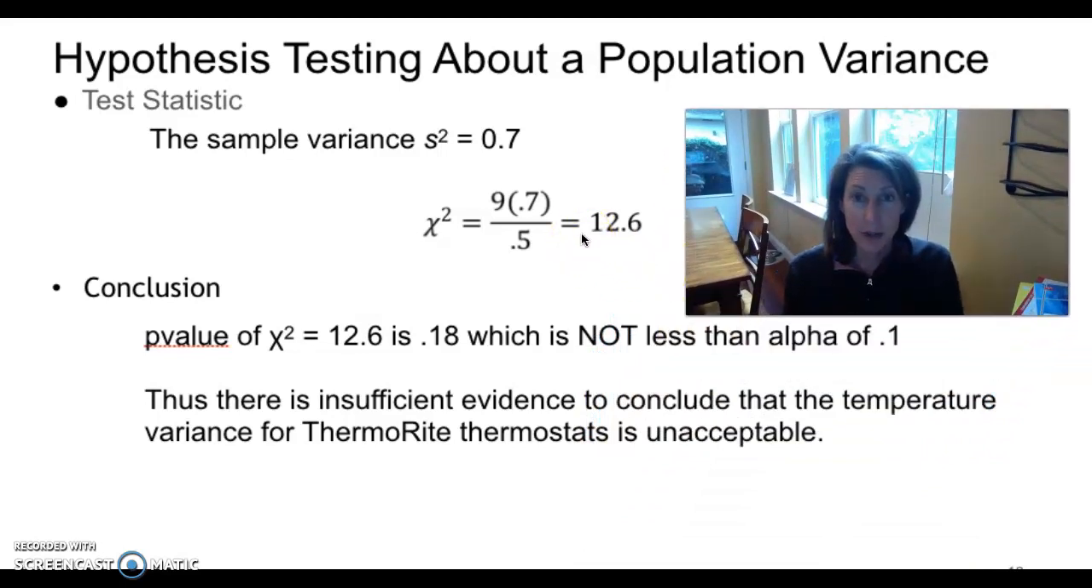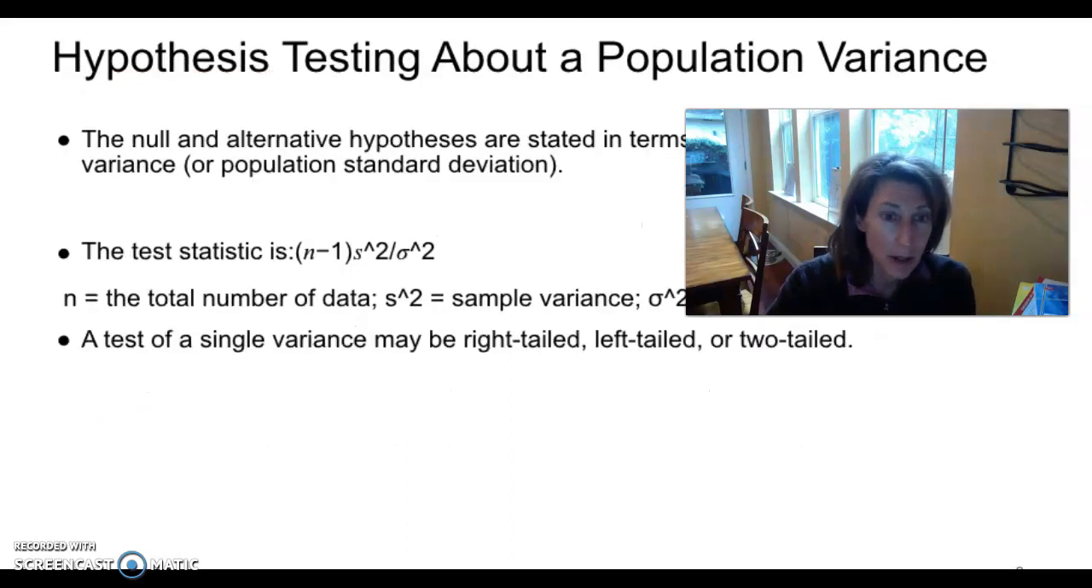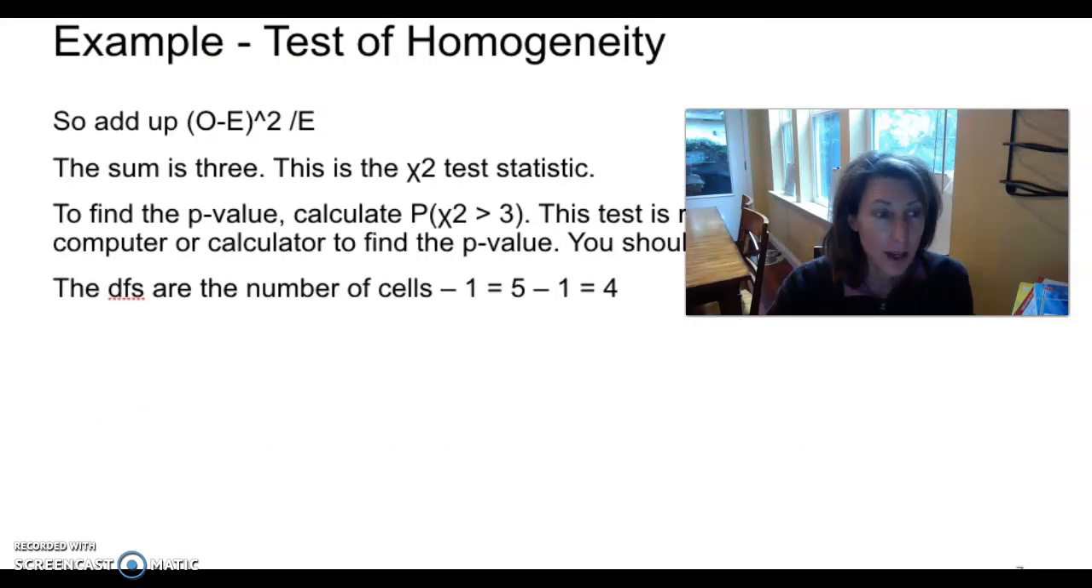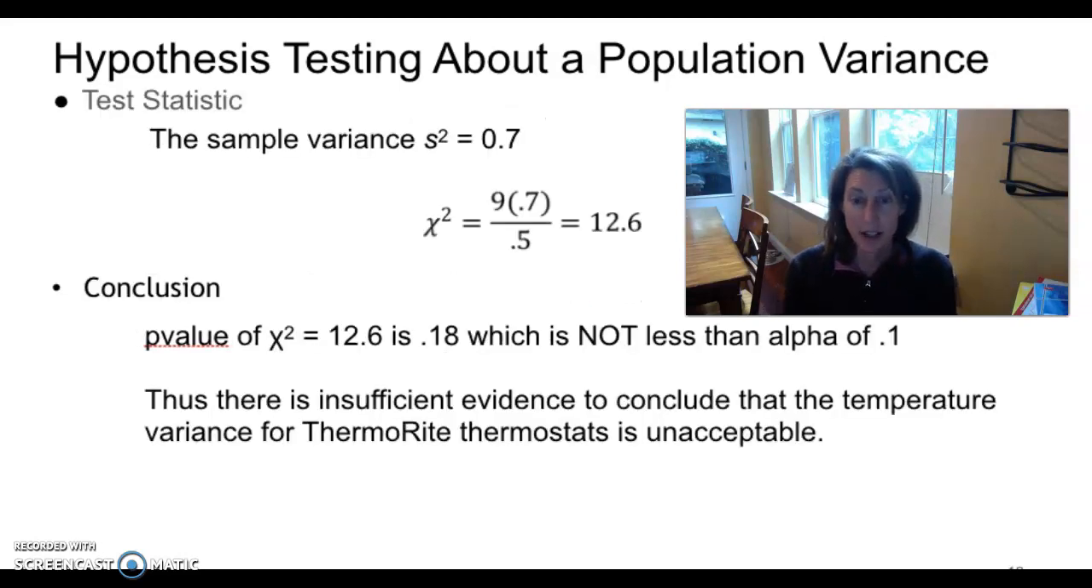Then I went into the chi-square CDF distribution, and I got a p-value of 0.18. That was the probability of getting a chi-square test statistic of 12.6 if the null is true. And guess what? 0.18 is not less than an alpha of 0.1. So there's insufficient evidence. We cannot conclude that the temperature variance for Thermarite thermostats is unacceptable. Let's go back to what our null is. Our null was that it was less than or equal to 0.5, so there's insufficient evidence to reject.